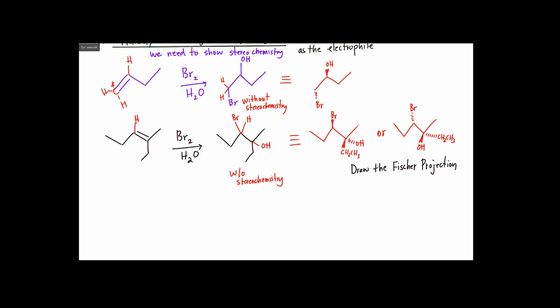So this is the second one that I want you to do. Okay, I'll give you the first one. Let's see. And Br, H. So it's on the wedge right here. It's going to be OH. And this is going to be CH2CH3. Okay.